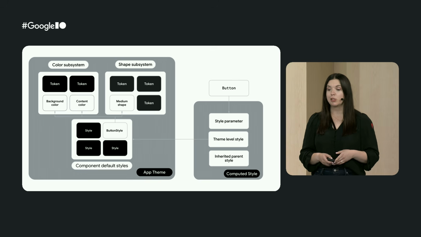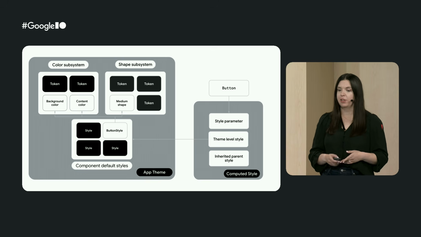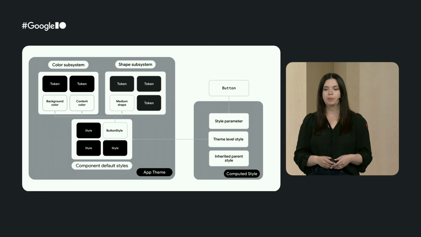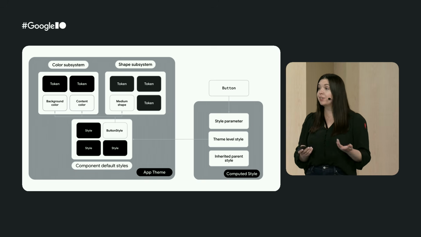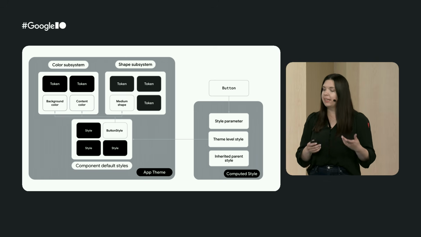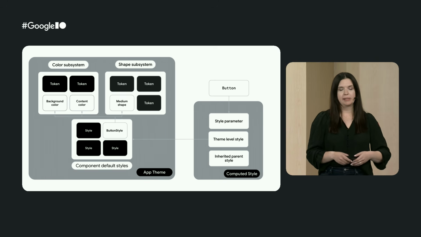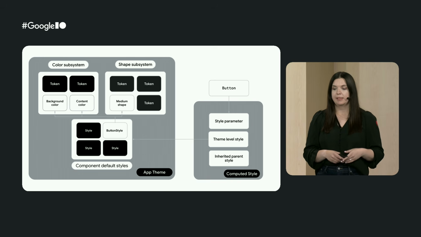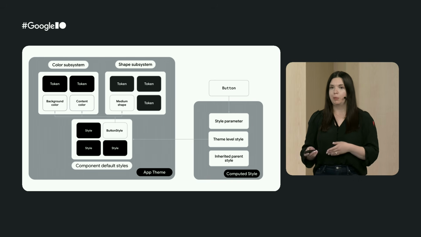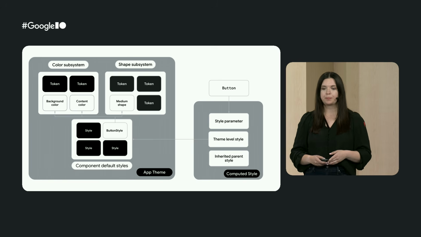Then, our button composable would use the default style from the theme over directly accessing the subsystems like it used to before. Now, when the button is rendered, it will resolve the style using the precedence hierarchy that Meghan spoke about earlier, and by taking the incoming style parameter on the button, the theme's button style, and the inherited attributes up the tree to resolve the computed style for that button.